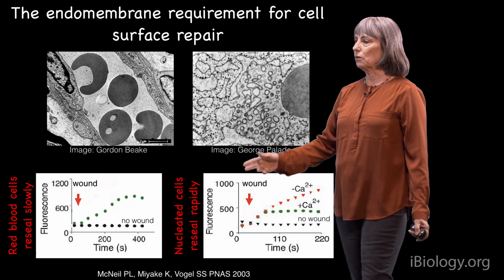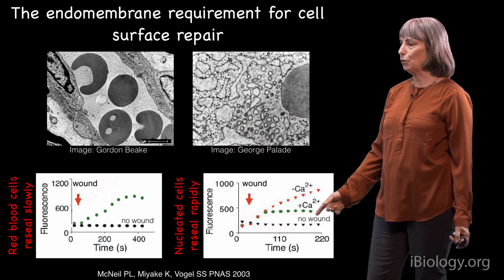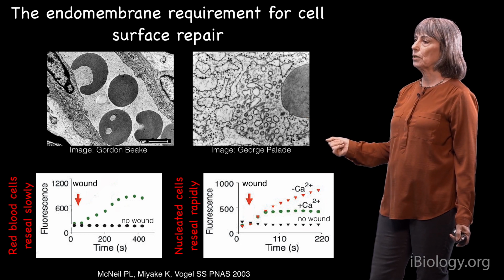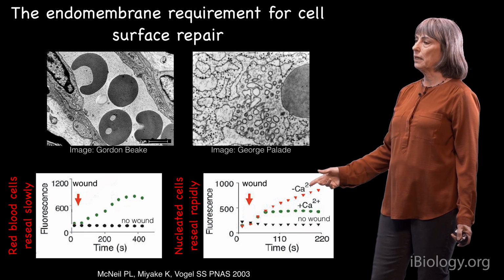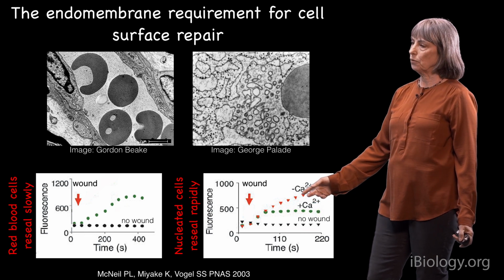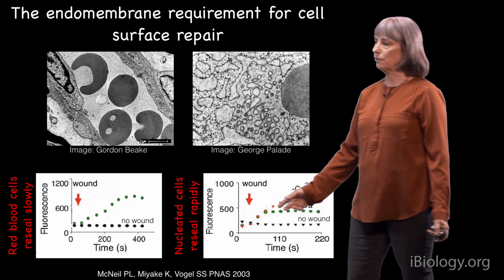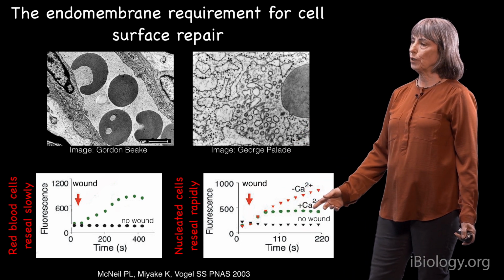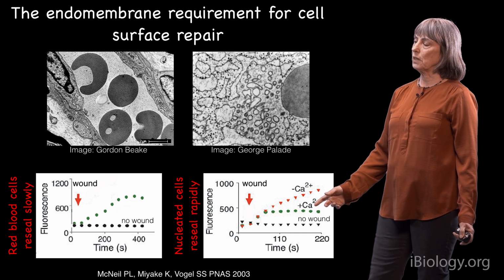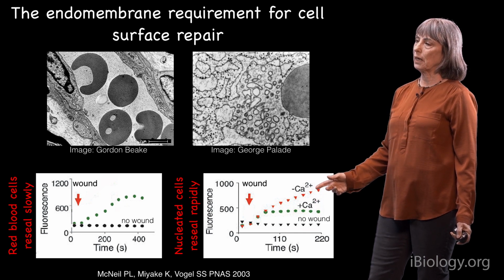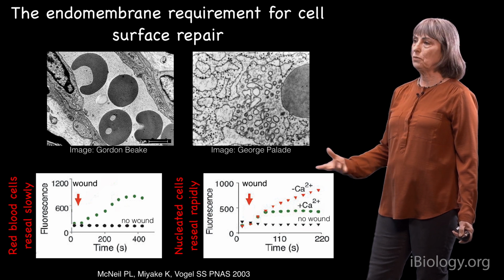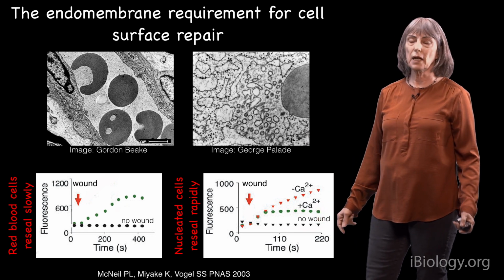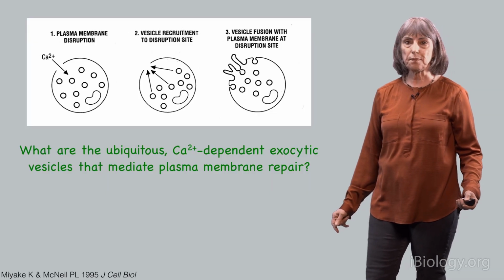And then in parallel, he did the same experiment, looking at the cells that have this more complex structure, like fibroblasts or epithelial cells, and he saw that there was a much faster resealing. You can see that the scale is different here. In a few seconds, these cells, in the presence of calcium in the green line, were able to stop the influx of the dye, and this did not happen when calcium was not present. So this study really settled this very interesting concept that endomembranes are required for repairing the plasma membrane.